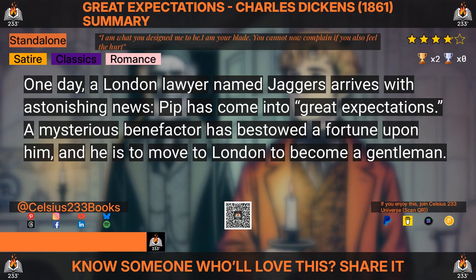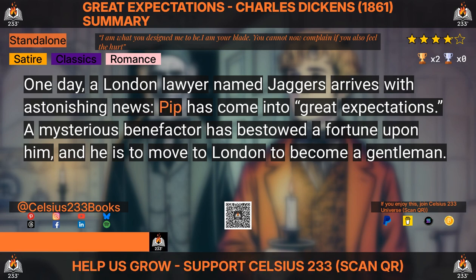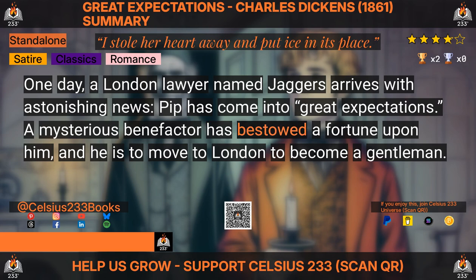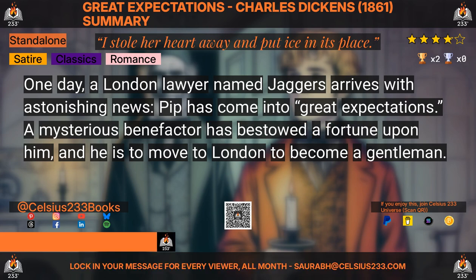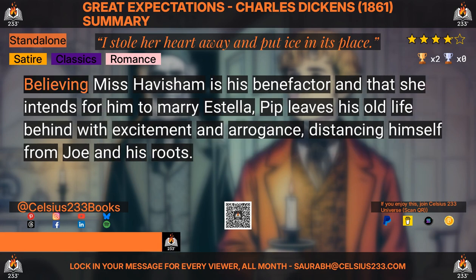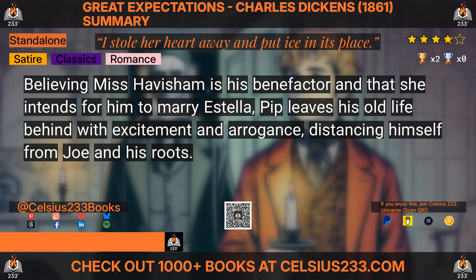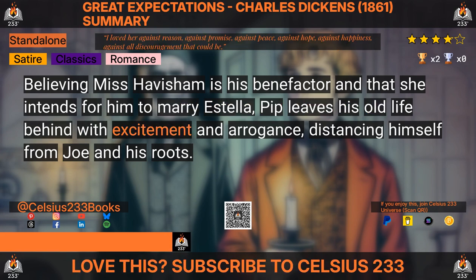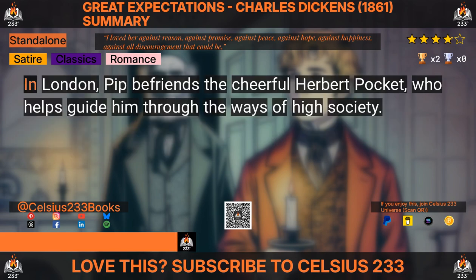One day, a London lawyer named Jaggers arrives with astonishing news. Pip has come into great expectations. A mysterious benefactor has bestowed a fortune upon him, and he is to move to London to become a gentleman. Believing Miss Havisham is his benefactor, and that she intends for him to marry Estella, Pip leaves his old life behind with excitement and arrogance, distancing himself from Joe and his roots.